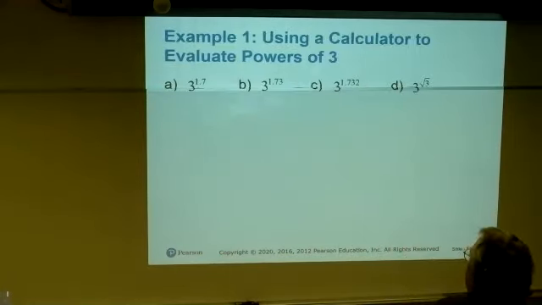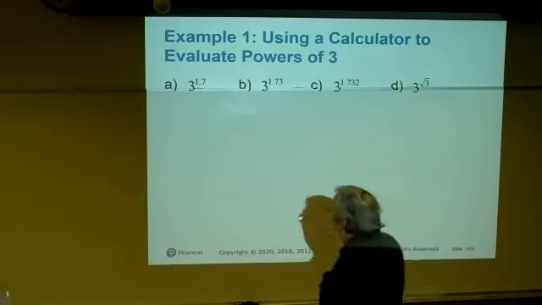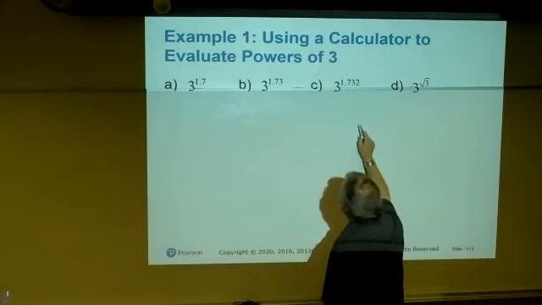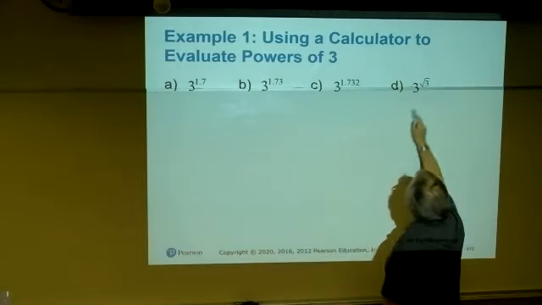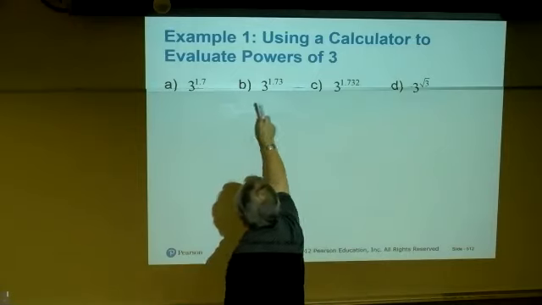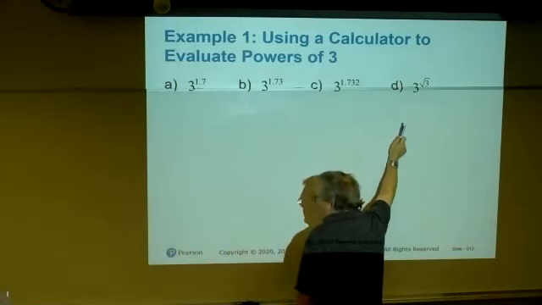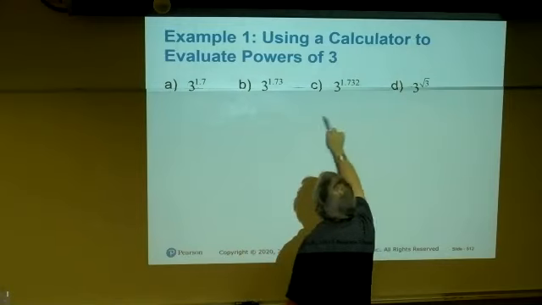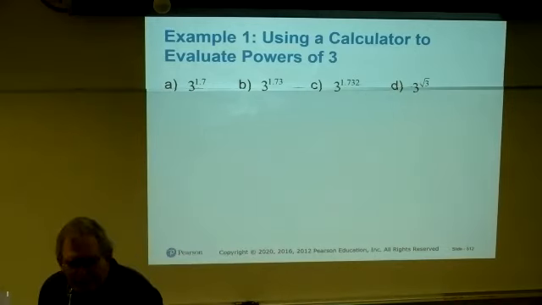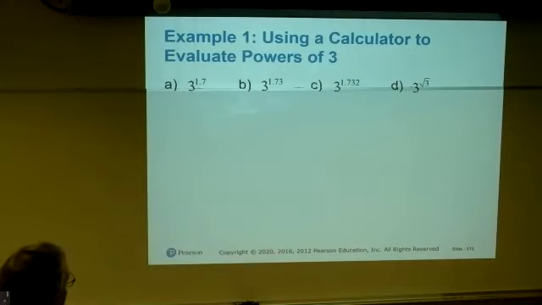So evaluating these powers of 3, so 3 to some power. Please notice these numbers here, 1.7, 1.73, 1.732, and the square root of 3. Those exponent numbers are increasing up to the square root of 3. So those numbers are getting closer to the square root of 3. So the exponent is increasing, which means 3 to those numbers is going to be increasing.